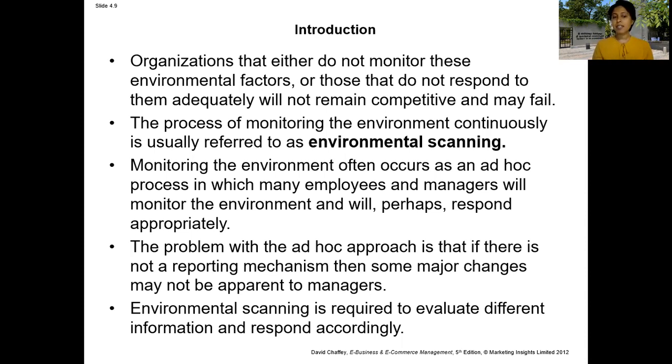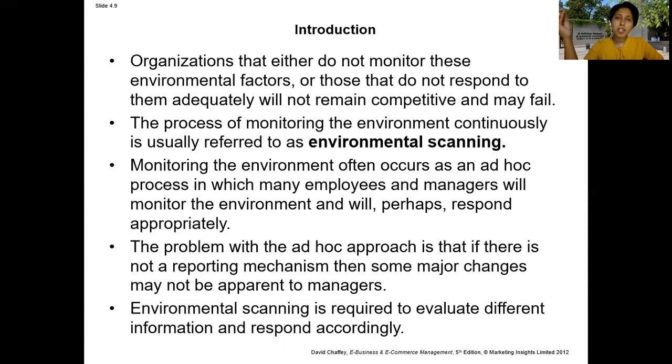Right? So that's why the next point says the problem with the ad hoc approach is that if there is not a reporting mechanism, right? If there is no proper chain of communication, there's no reporting mechanism, then some major changes may not be apparent to managers. Some major changes happening in the business environment sometimes may not be apparent to managers.